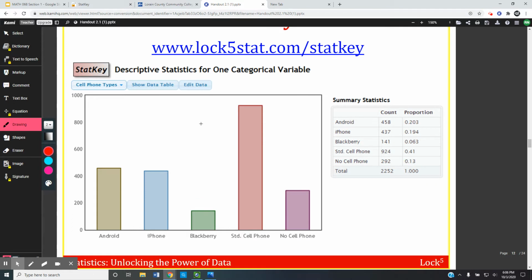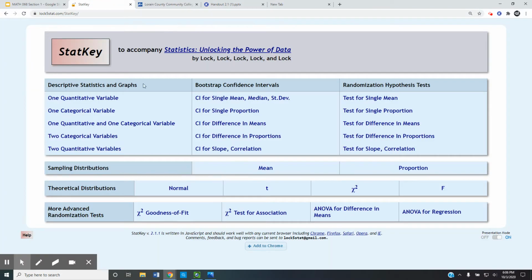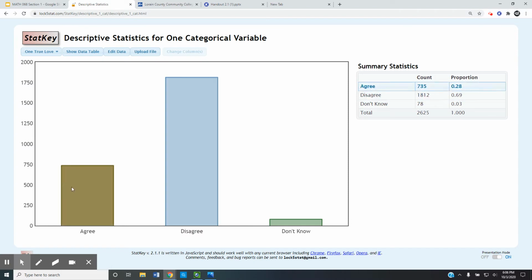StatKey also does this very same thing. It shows descriptive statistics for one categorical data. If I jumped over to StatKey real fast and looked at single categorical data, right here, one categorical. My internet is dragging a little bit right here. So you can see that a bar chart shows the count that I have for this. It won't show me the circle graph, but we could make a circle graph pretty quickly. Notice that the statistics over here to the right-hand side show the count and the proportion as well. So not only do they show the frequency, but they show the relative frequencies.